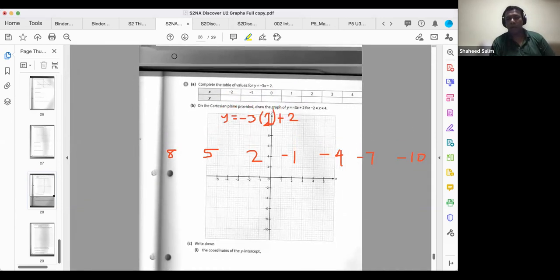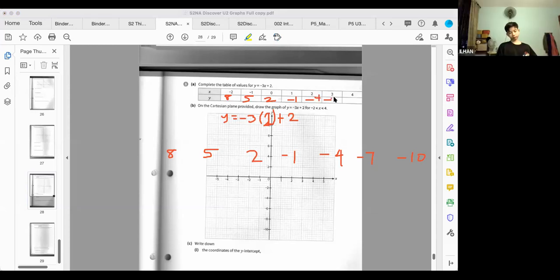So now let's see. I'm going to write down the answers you've given. You see, down here the first one was 8, right? Then 5, then 2, then -1, -7, -10. Right? So this one now, I can erase.